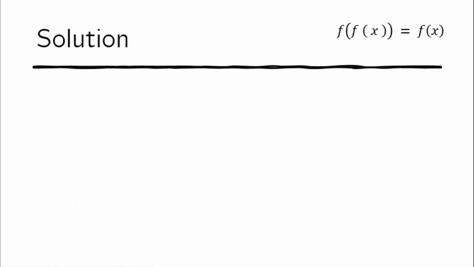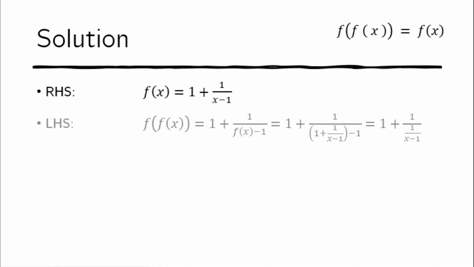So let's first just rewrite the right-hand side, which is just f of x. And again, that's just 1 plus 1 over x minus 1. Now we rewrite the left-hand side, which is f of f of x. And we see that it's just this expression where the x here was replaced by the f of x in here. And now, because we want to simplify this, we want to replace this f of x by this expression. That way we will be left with an expression that contains x. And that's what we did here. We just replaced the f of x with its value in here.